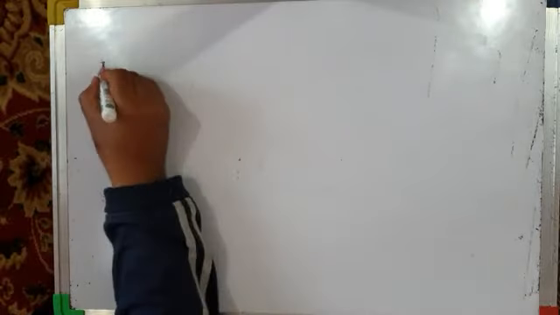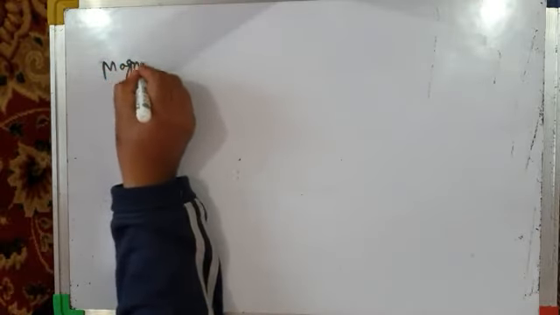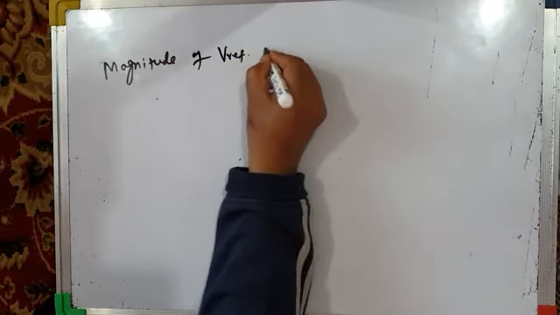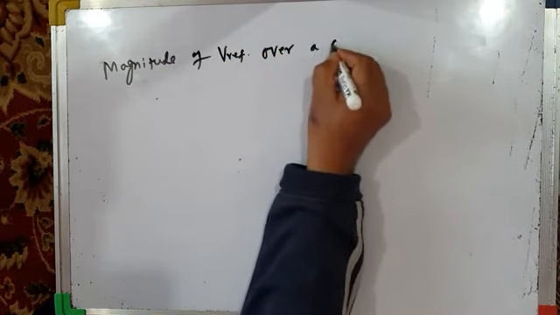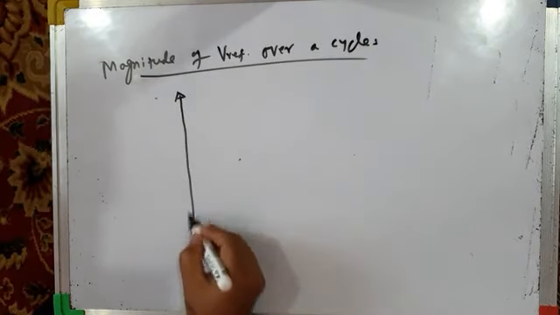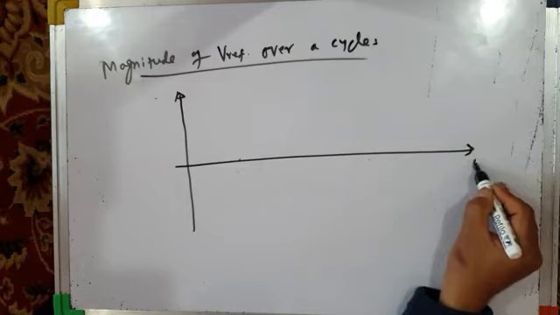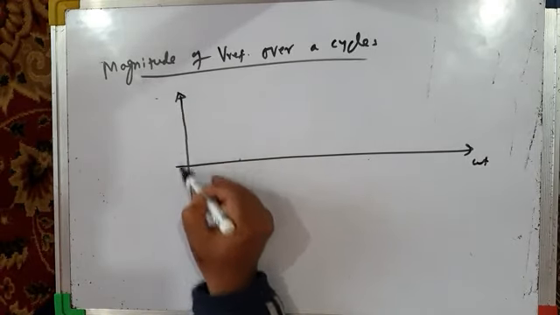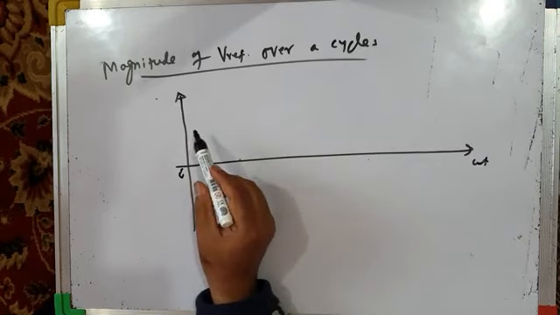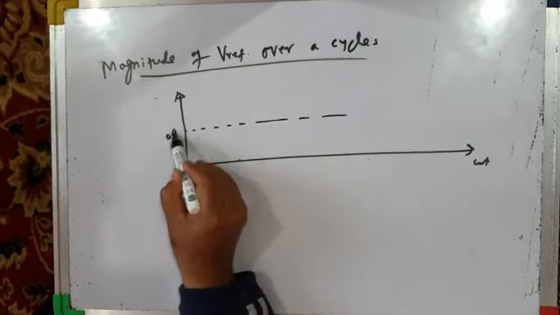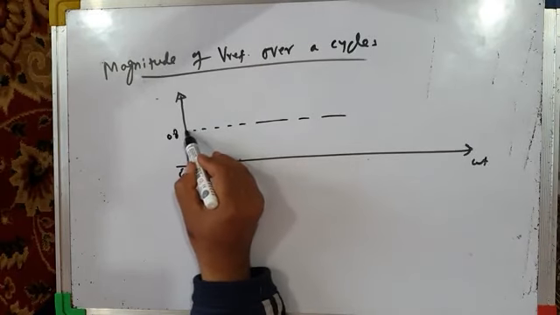Well, let us see from the space vector perspective. We'll see the magnitude of the rotating reference vector Vref over a cycle. So it is like this. This is 0 degree. This is 0.8. So it is like this.